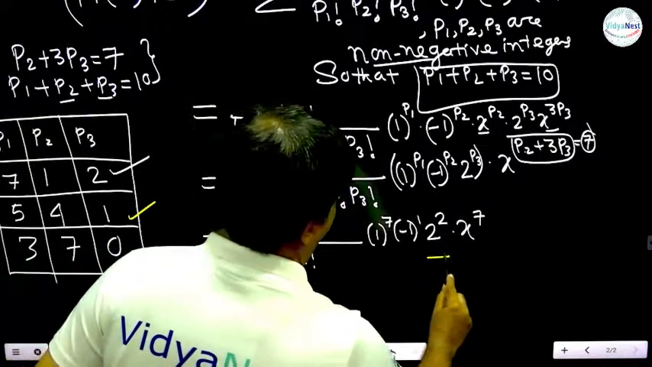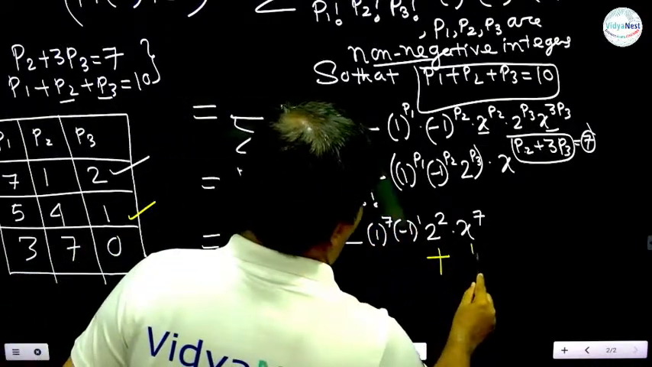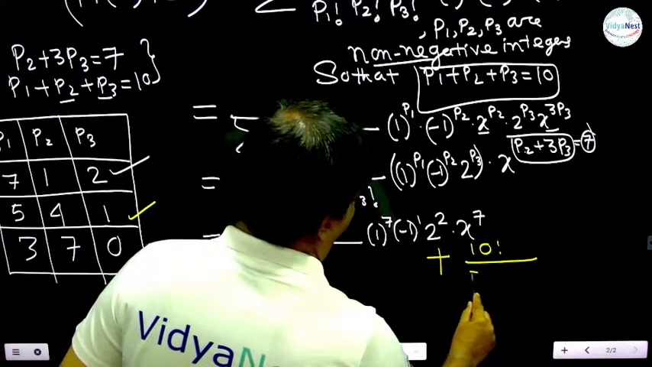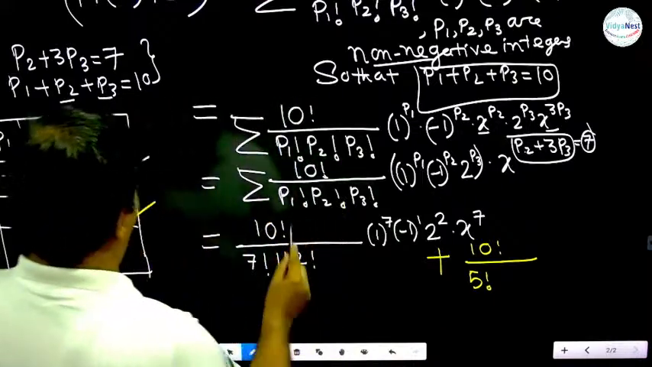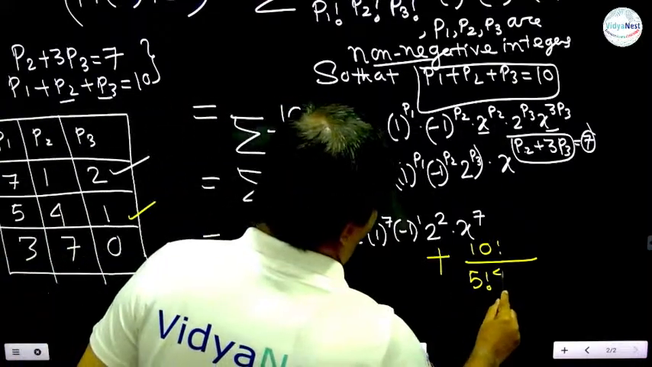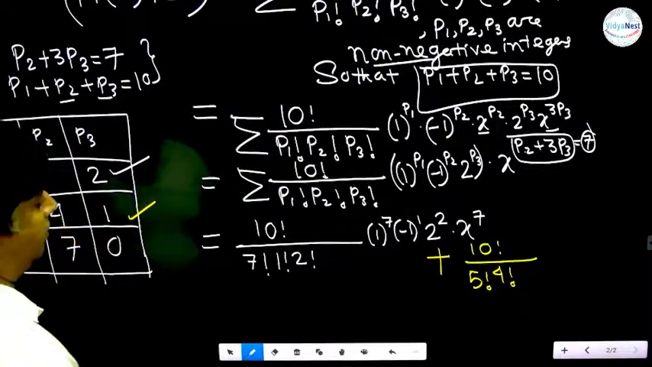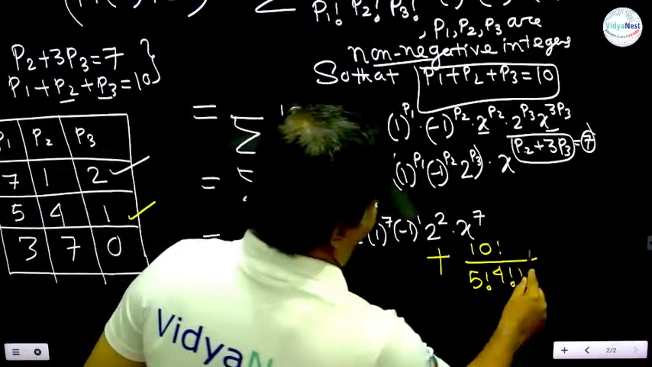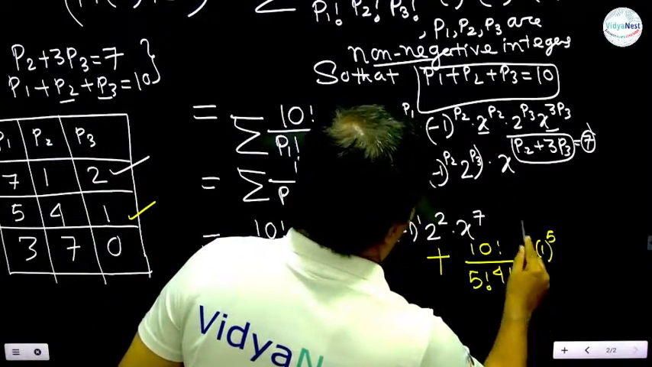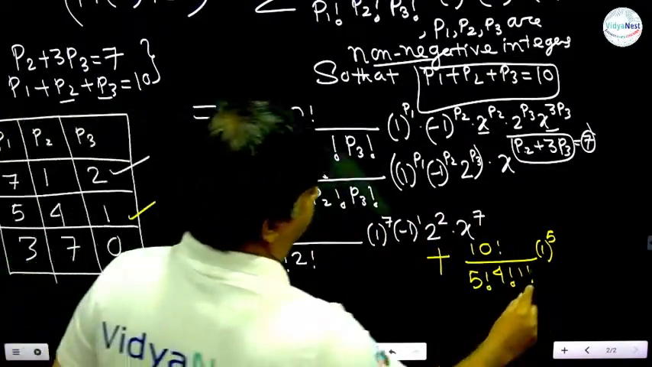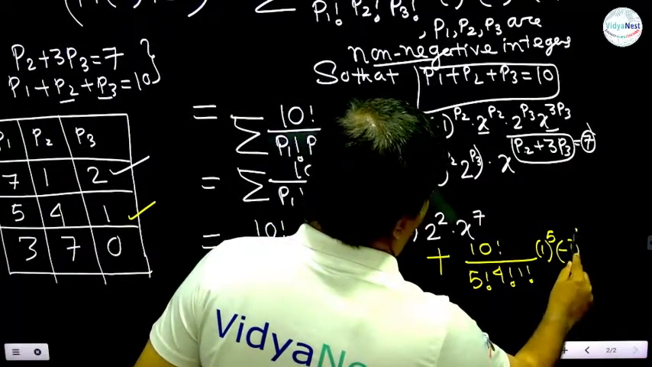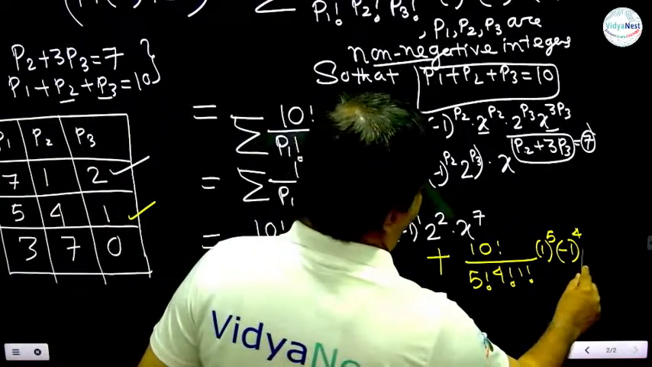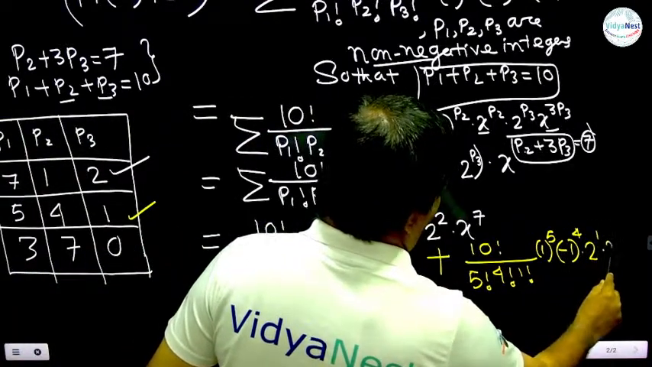Plus factorial 10 by p1 factorial 5, p2 factorial 4, p3 factorial 1. Now 1 to the power 5, minus 1 to the power 4, into 2 to the power 1, into x to the power 7.